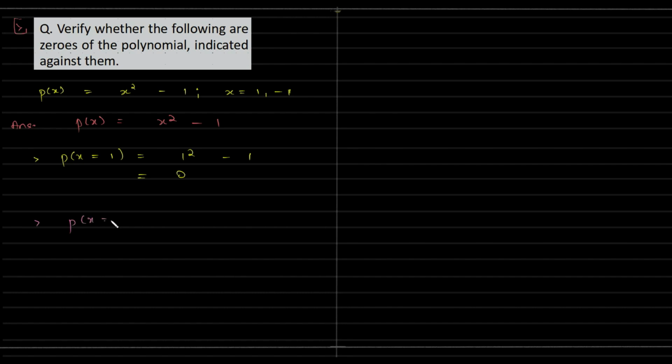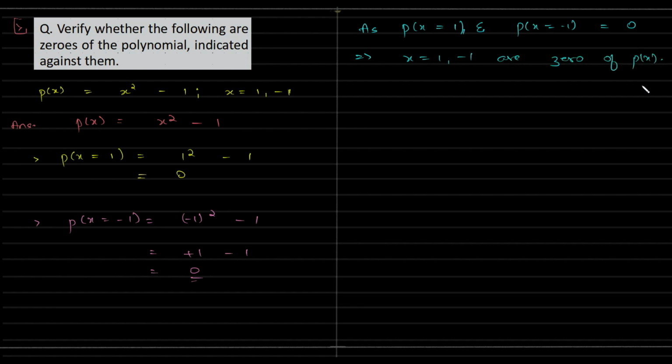And p of x, with x equal to minus 1, we have minus 1 the whole square minus 1. So this is plus 1 minus 1, which is 0 again. So in both of these cases, we are getting the output to be 0. So we can tell p of 1 and p of minus 1 are both equal to 0. This implies x is equal to 1 and minus 1 are 0 of p of x.